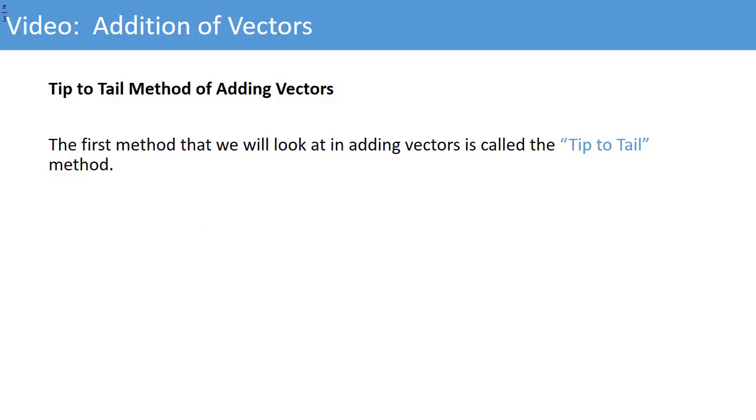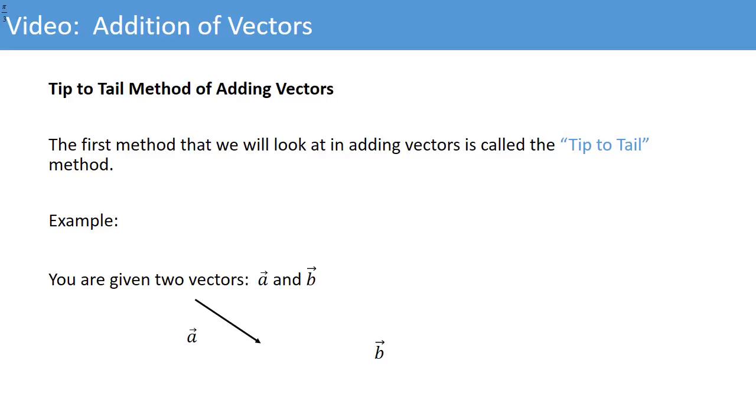The first method is called tip to tail. Here is an example. You are given two vectors, vector A and vector B. You want to find the resultant when you add these two vectors together.